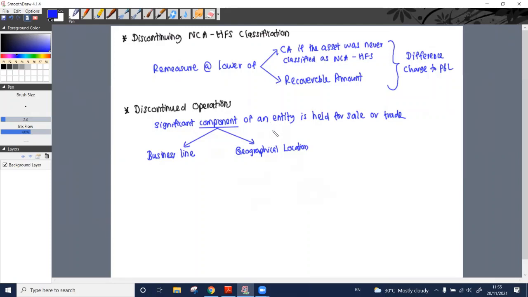So in such situations, when we discontinue a significant component of our entity and keep it held for sale, we need to make comprehensive disclosures on that. We need to provide information in detail. Why? Because it is very important information for decision makers. Comprehensive disclosure should be made with respect to discontinued operations.